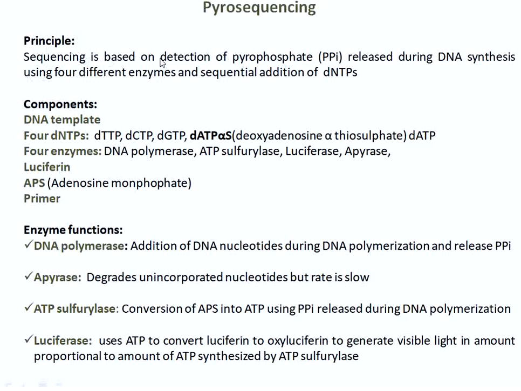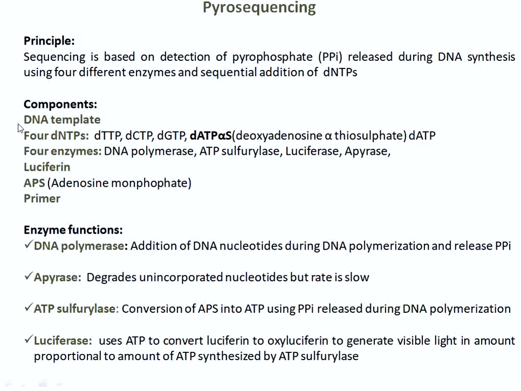This method is based on the detection of pyrophosphate, which gets released during DNA synthesis due to the addition of a nucleotide, whenever any nucleotide is added during the DNA synthesis. So pyrosequencing is based on the detection of this pyrophosphate, using 4 different enzymes as sequential enzymes in the pyrosequencing technology, and the sequential addition of DNA nucleotides during this enzyme action.